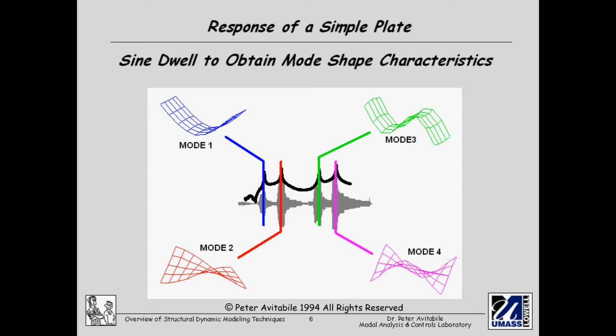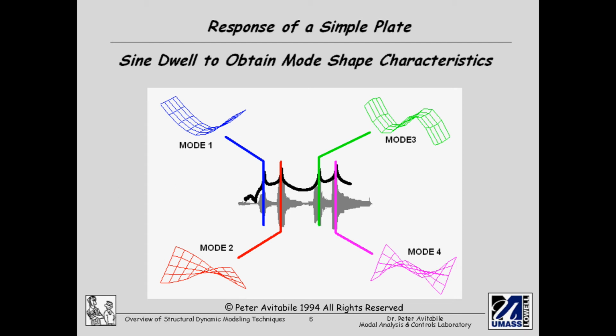The same is true for the third peak and the fourth peak. Now if I were to take my excitation device and dwell at one of those frequencies, so let's say at the first frequency where I have the line shown in blue, what would happen is if I measured all those accelerometer locations, I would see a displacement pattern in this plate that looked like a first bending mode.